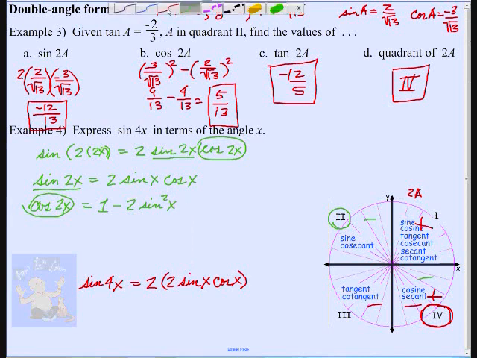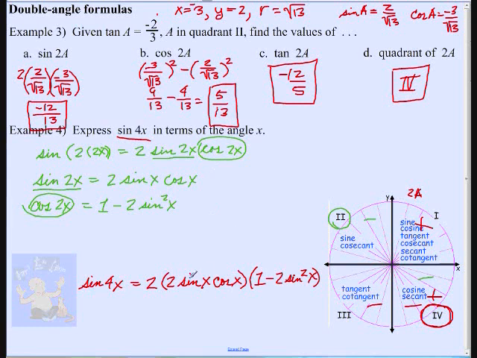So now I'll write that into my new formula here: 1 minus 2 sine squared x. So there I have it. I've expressed the sine of 4x in terms of the angle x. So I had to do a two-step process here. Well, isn't that neat? I think that is so neat.